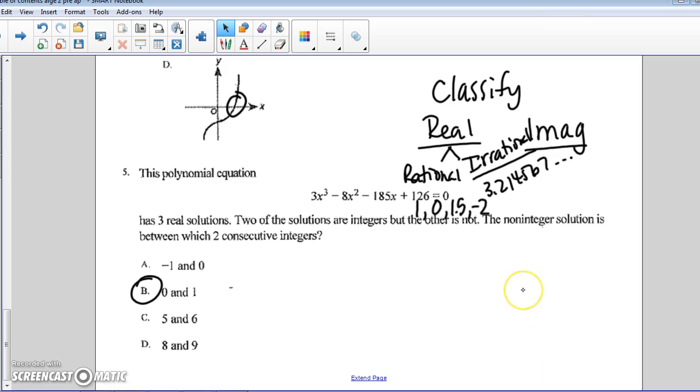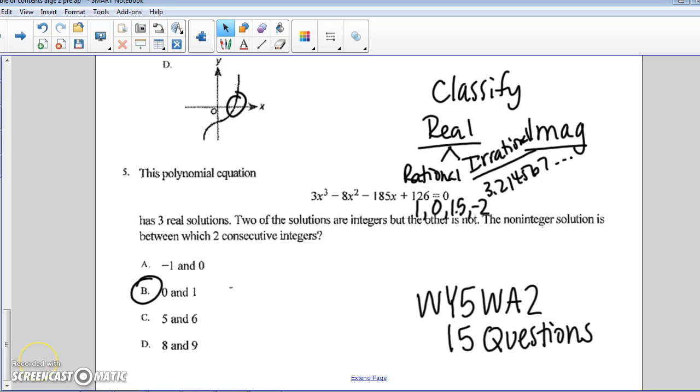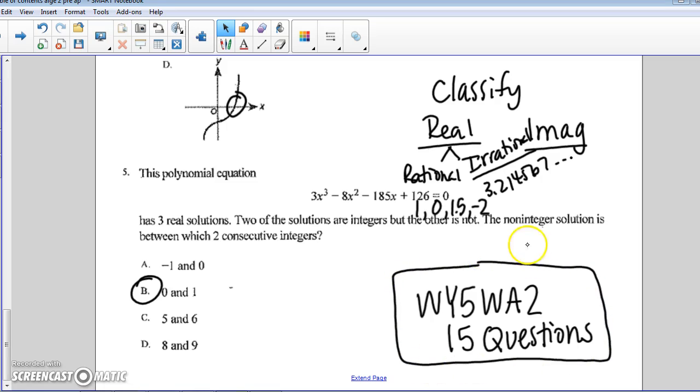Now you're ready to do the next piece. The next piece is this, your code for SIT. WY5, WA2, 15 questions on only polynomials. Once you finish that, there'll be another YouTube video for you to watch on non-polynomials, which is 20%, with another code. Go ahead and write this code down on your paper while you pull up SIT.